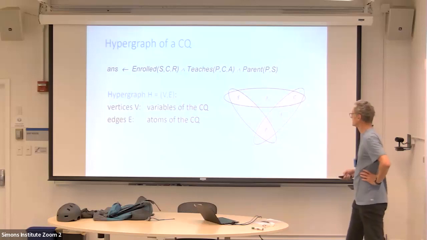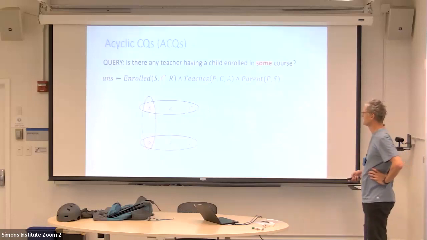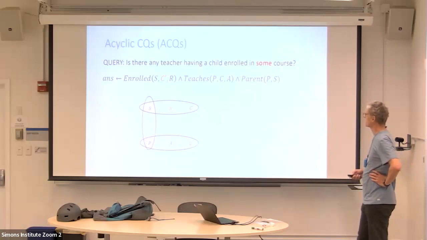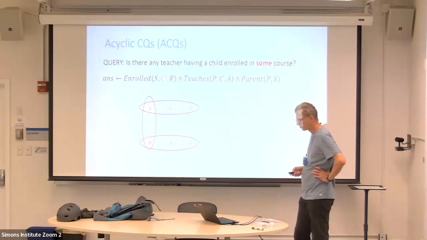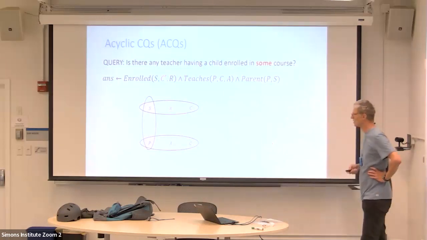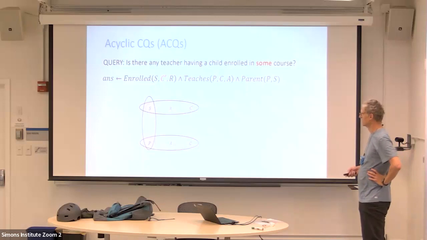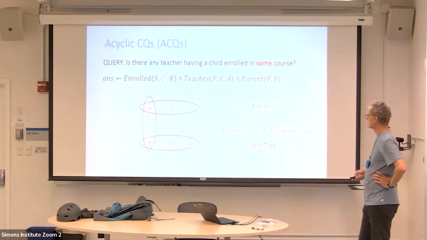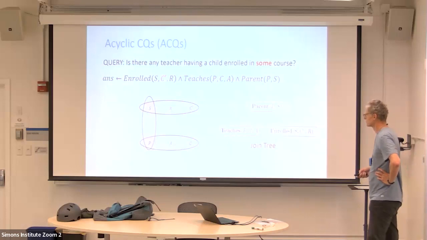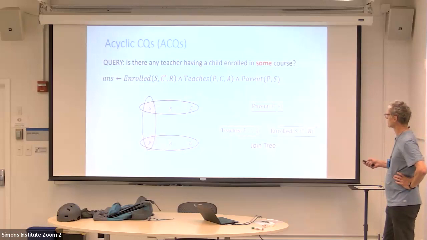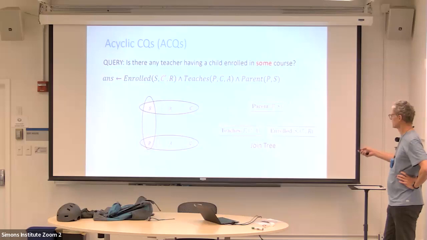This hypergraph clearly looks a bit cyclic. If we slightly modify the query, just asking, is there a teacher having a child that is enrolled in some course, not necessarily one taught by the parent, then the corresponding hypergraph would look like this. And clearly this has the shape of something acyclic. Formally, acyclic conjunctive queries are those which have a join tree. A join tree is a tree where we have a one-to-one correspondence between the atoms in the query and the nodes in the join tree.